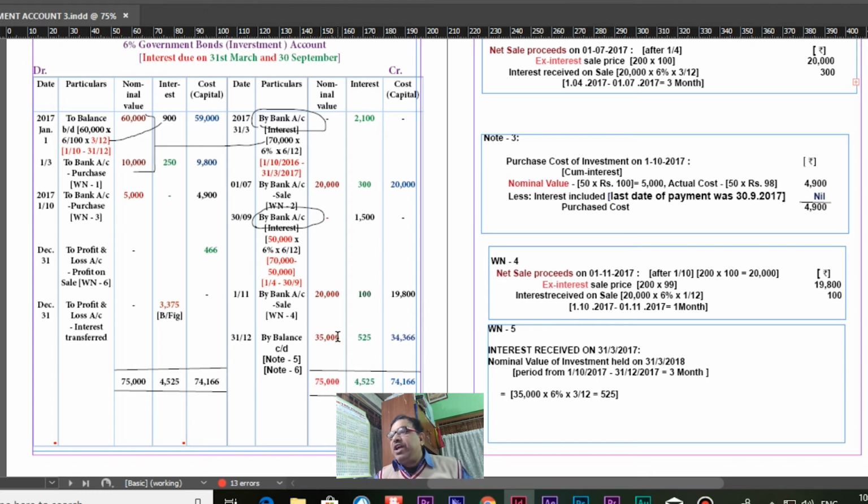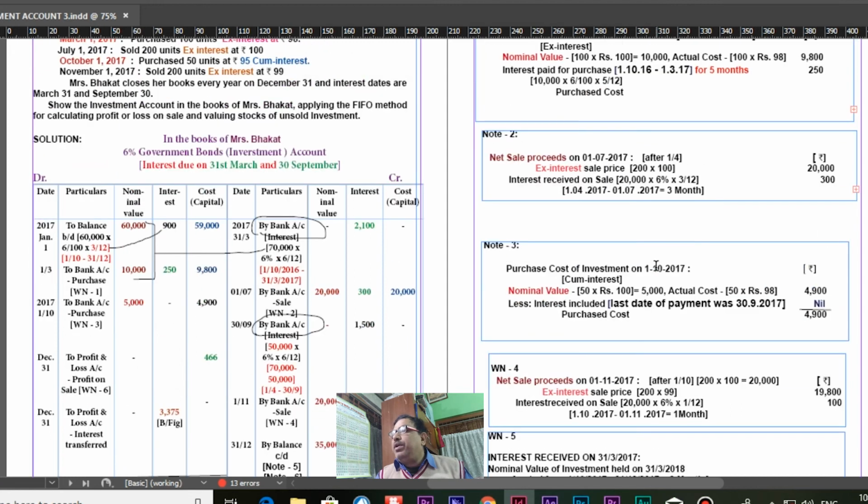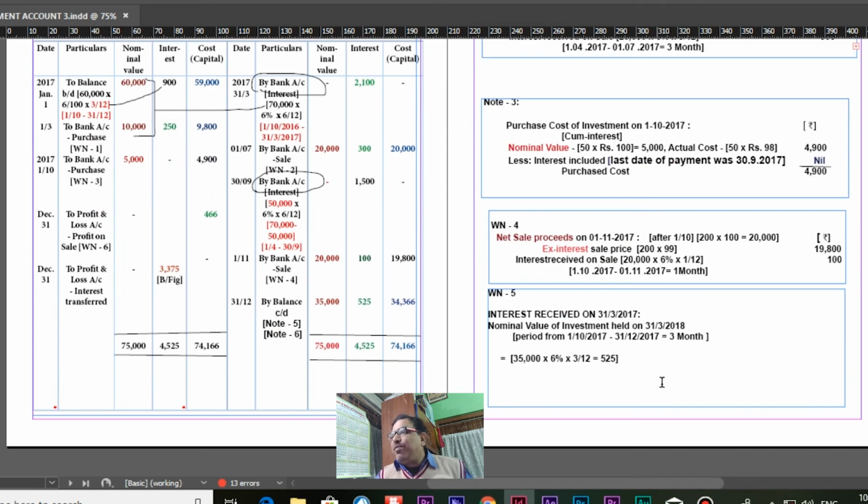You have to charge interest at the end. That is 35,000 was there, and see note number 5. 35,000 was there, and since it is calculated on 31/12, therefore you have to consider from 1/10/2017 to 31/12/2017. That is for 3 months. Naturally, interest will be charged likewise. 35,000 into 6% into 3/12, that is 525.